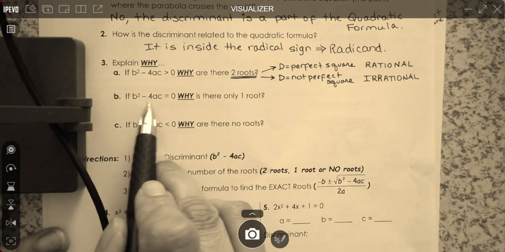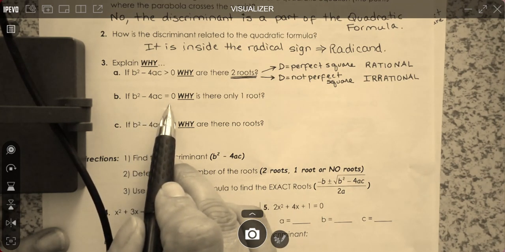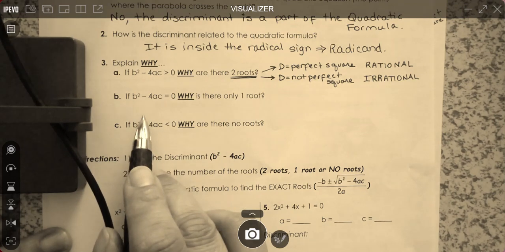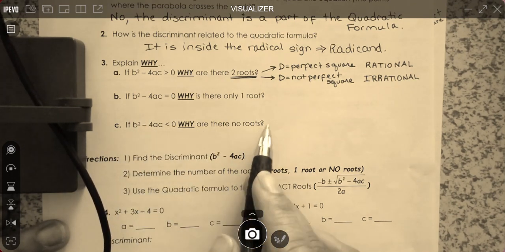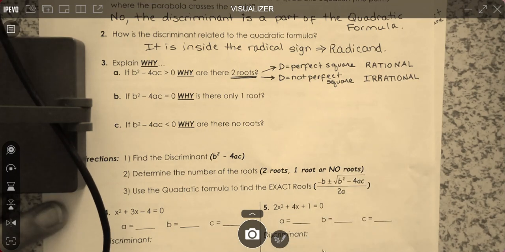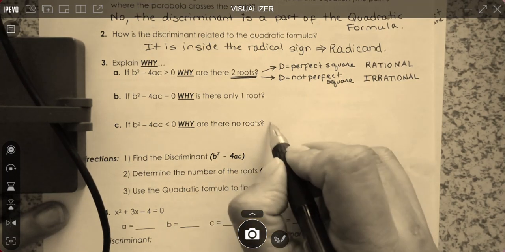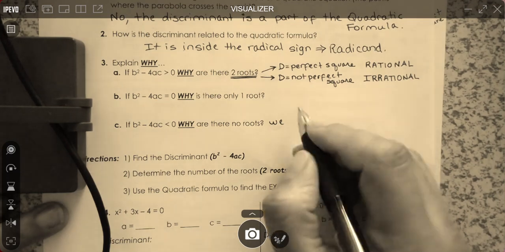b squared minus 4ac, the inside of the radical in the quadratic formula. And if it ends up being negative, there are no roots, because we cannot take the square root of a negative number in the real number system.